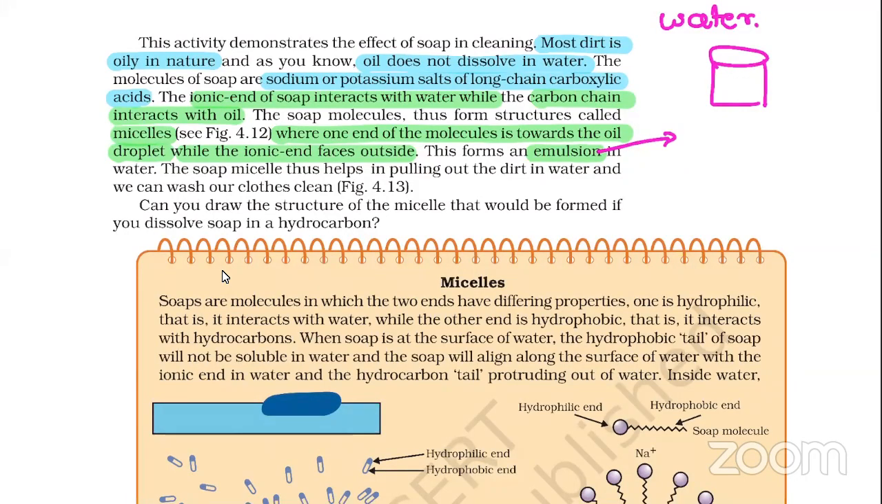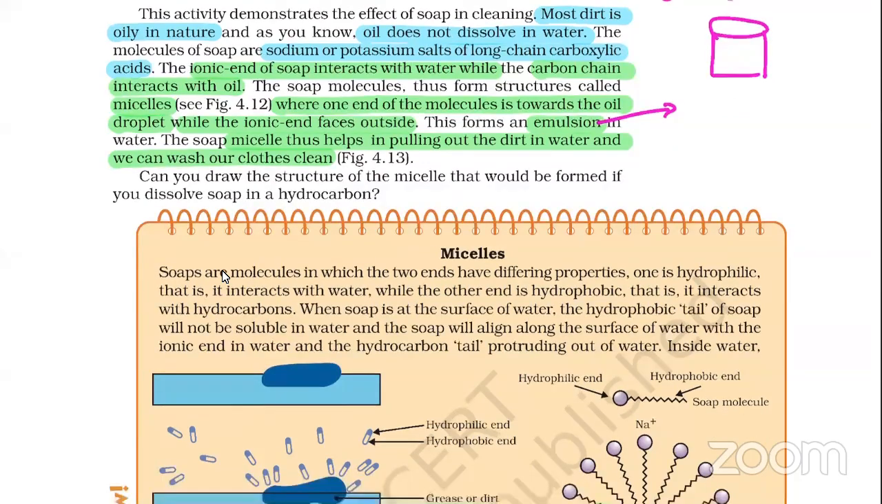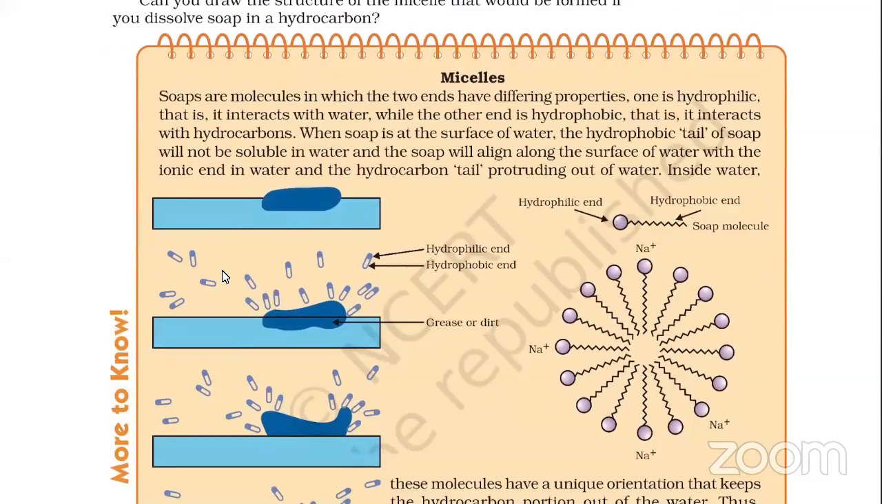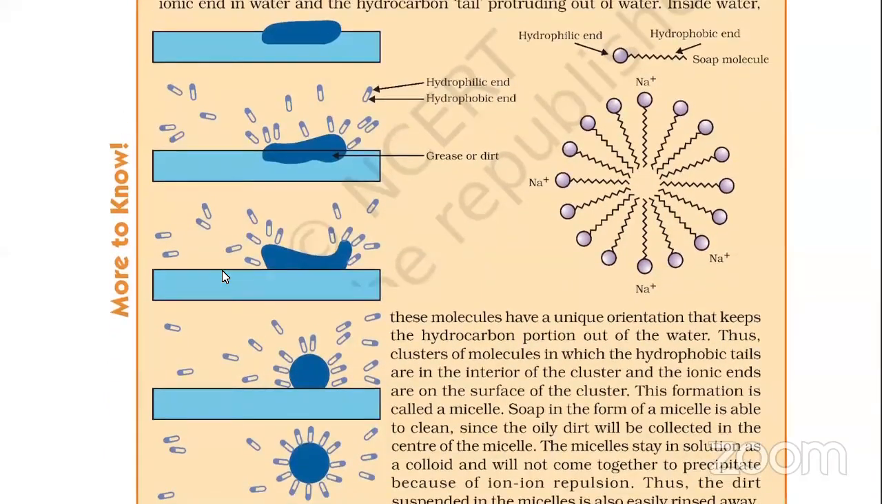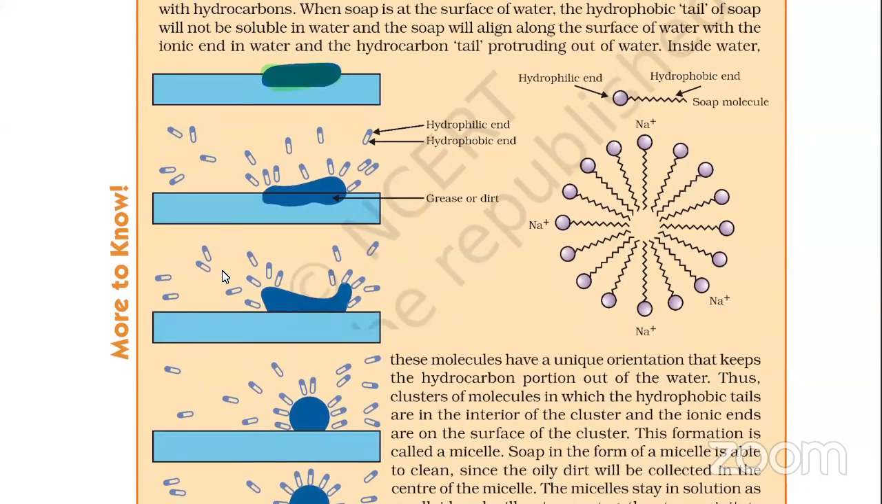So these micelles help in pulling out the dirt in water and we can wash the cloth clean. This is the same diagram that I have shown there. So you can see this blue part is the oil droplet, and these are the soap particles, soap molecules.